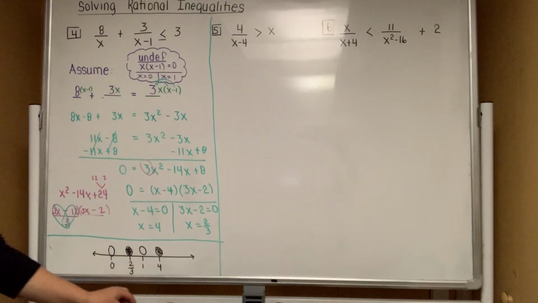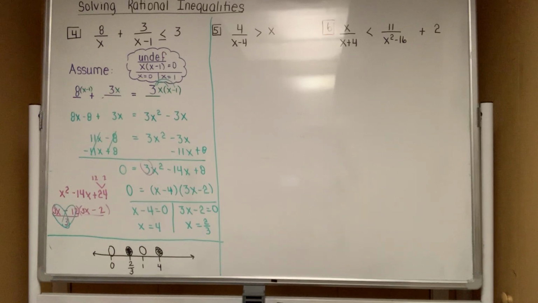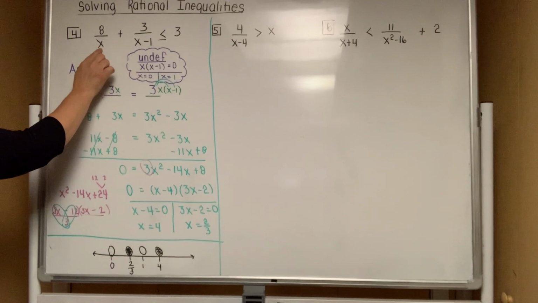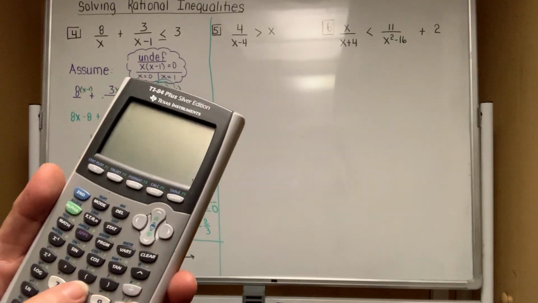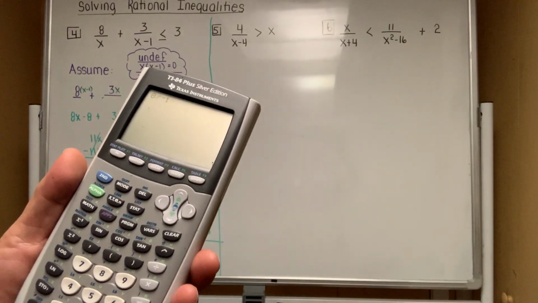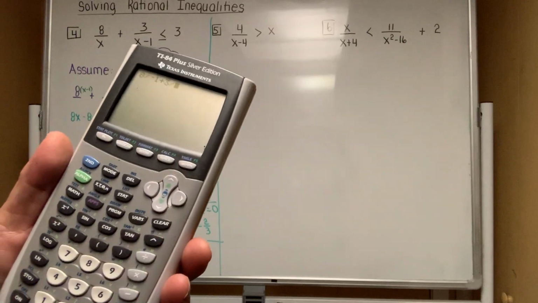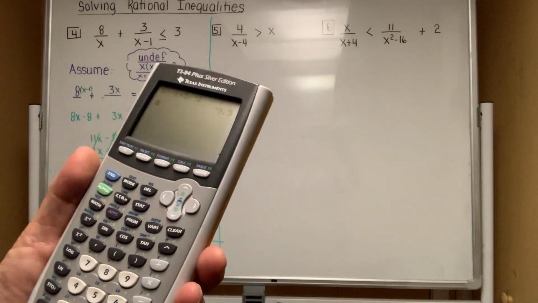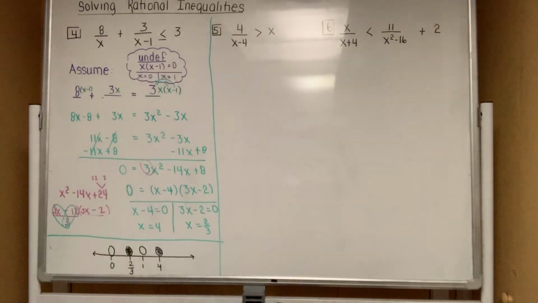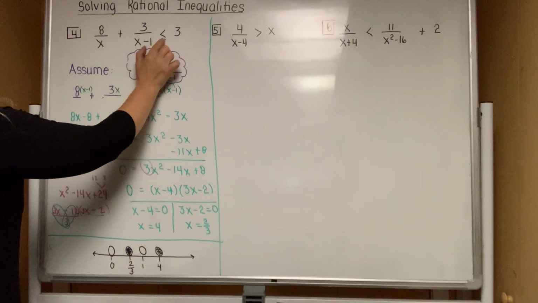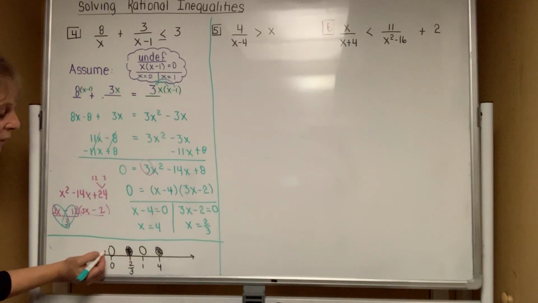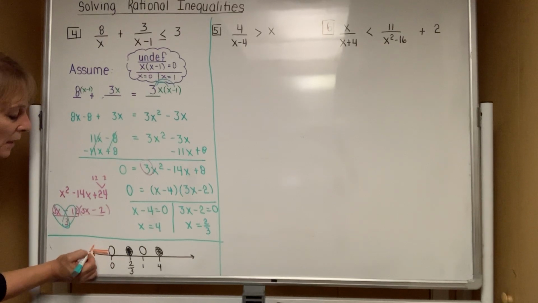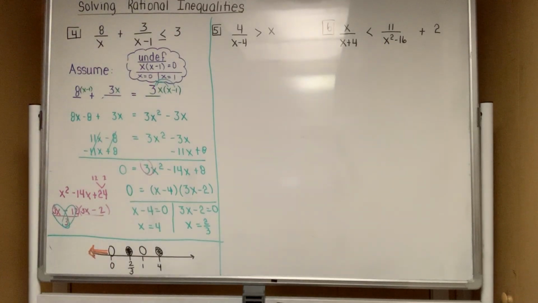Thank goodness for calculators, because I have to check stuff. I'm going to pick a -1, and I'm going to fill in -1 for those x's. So I have on my calculator 8 divided by -1 plus 3 divided by, and I'm combining them, -2. My answer is a negative number, and all negative numbers are less than or equal to 3, which just tells me make sure there's shading on the section that contains -1.